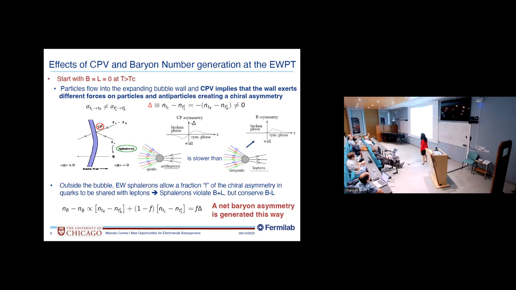And this fraction F is what I'm going to generate as my baryon asymmetry. Of course, this is a back-of-the-envelope calculation, then you have to do your calculation. But is the idea clear, or do you have questions? Because I would love for you to understand this.